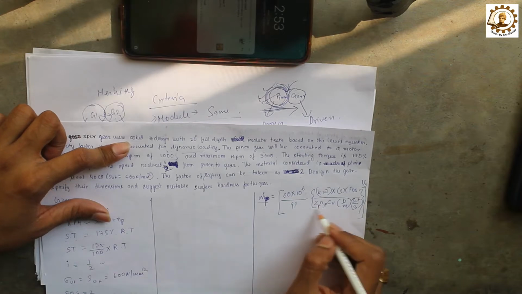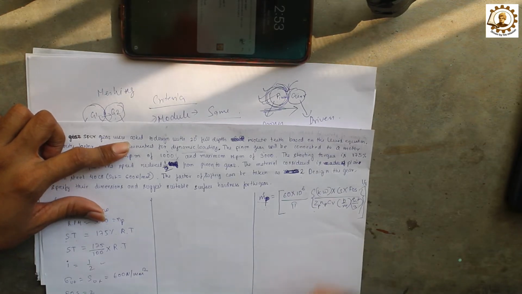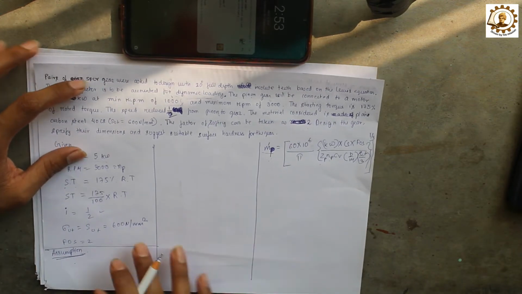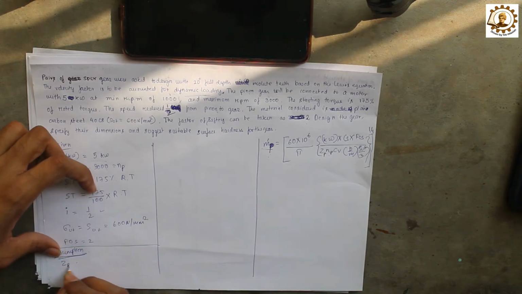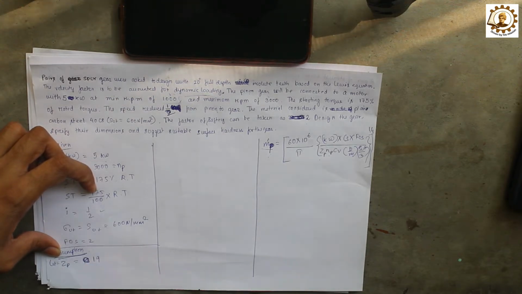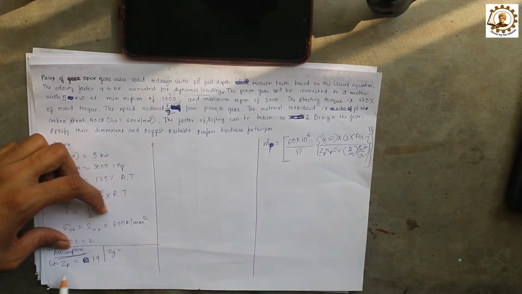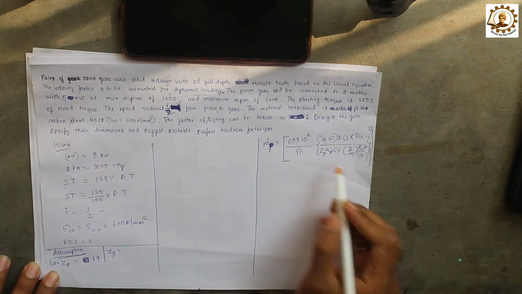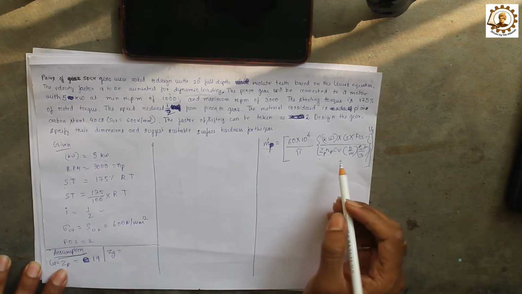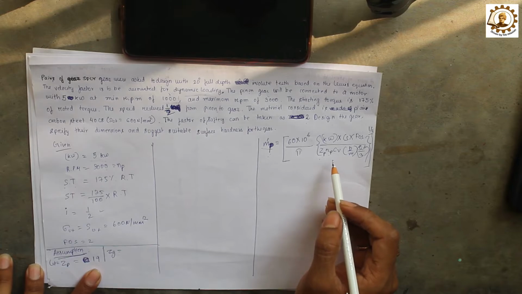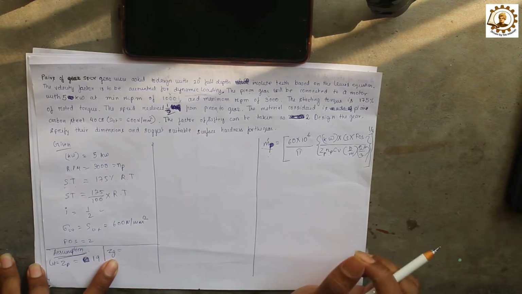But the most problematic thing is I don't know the Z_P, so I need to assume it. How could I assume it? Let Z_P be 18. Or no, 18 will be very common. I will consider 19. Okay. So what is Z_P? Z_P is the number of teeth for the pinion. What will be Z_G? That is the number of teeth for the gear.